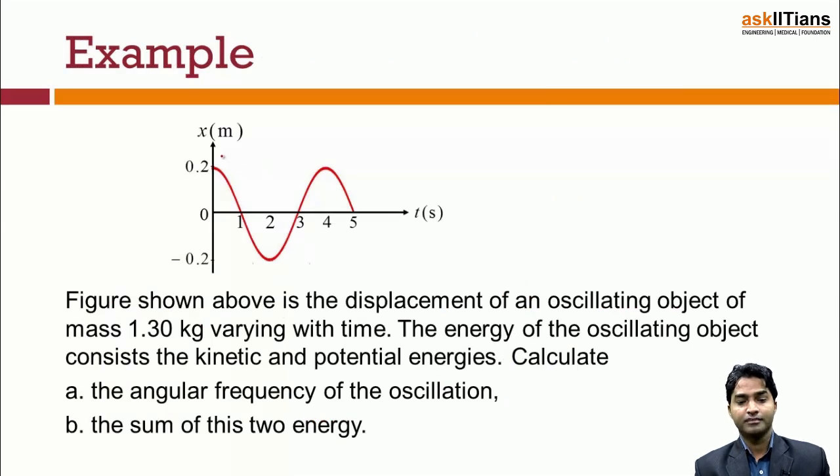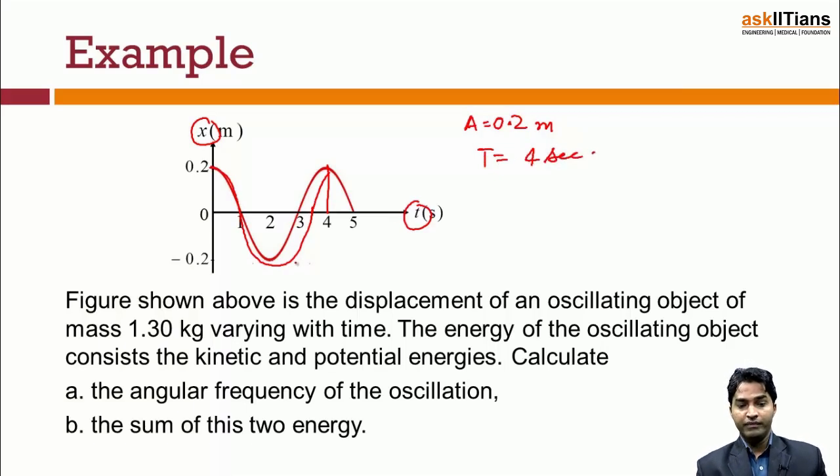We are given a graph between displacement and time t. Different conditions: amplitude A is given, which can be taken as 0.2 meter. The time of one complete oscillation, capital T, is equal to 4 seconds. Now, from the graph shown above, we consider the displacement of an oscillating object. The mass is given as 1.30 kilogram. Varying with time, the energy of the oscillating object consists of kinetic and potential energies.